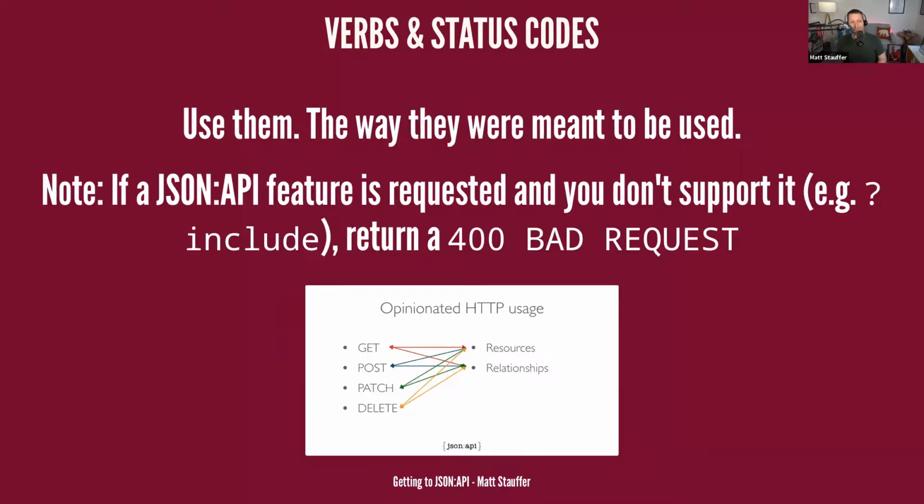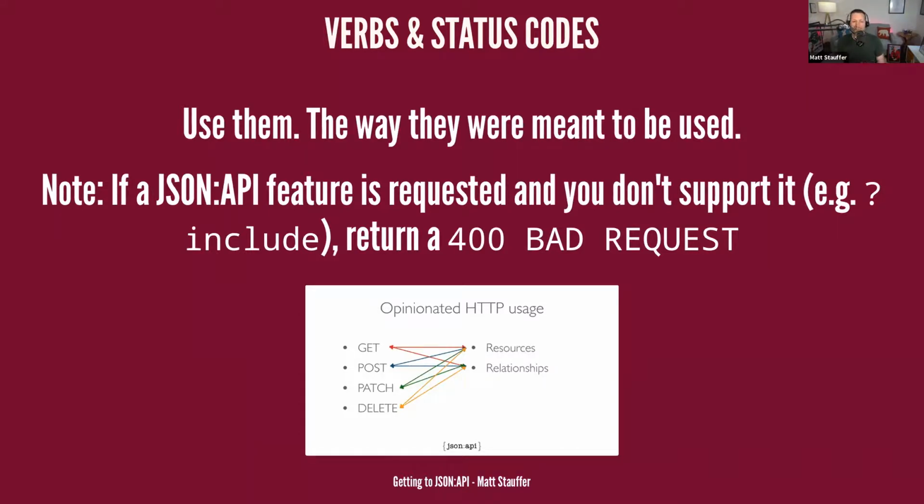Verbs and status codes, the simplest thing is just use them the way they're meant to be used. What this means is don't send back errors with a 200, don't delete something with a GET, that kind of stuff. There is one note about status codes, and it's one of the biggest breaking changes for maybe some people who think they're fully implementing JSON:API, which is that if somebody requests a JSON:API feature, for example, include or sort, and you don't support it, you don't just let it pass through, you throw a bad request. So you should be sniffing for just a few things, not a ton, and saying, oh, I don't support include, throw a bad request. That's it.